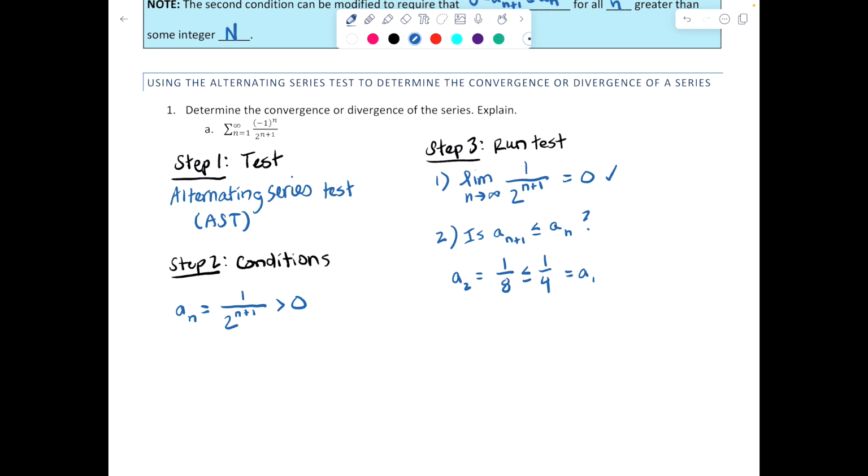And then, let's see, A3 will equal 1 over 2 to the 4th, which is 1/16, and that's less than or equal to 1/8, which we already found to be A2. And do you see it'll continue? A4 will be 1 over 2 to the 5th, which is 1/32, which will be less than or equal to 1/16, which was our A3. So that'll continue, and so this checks out.